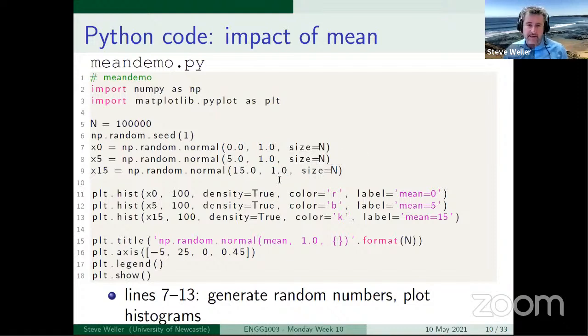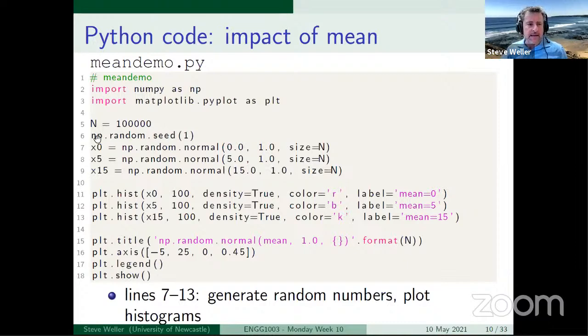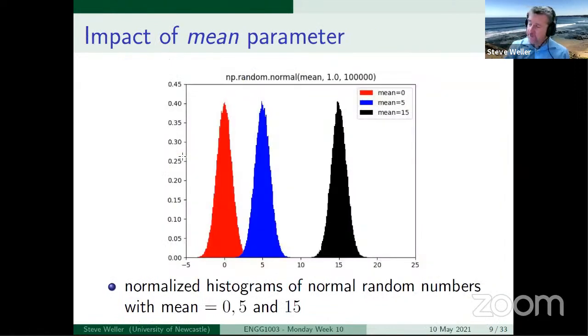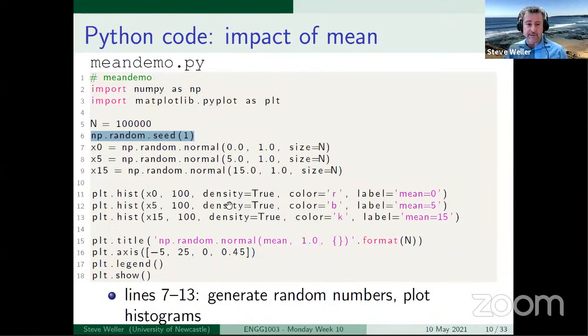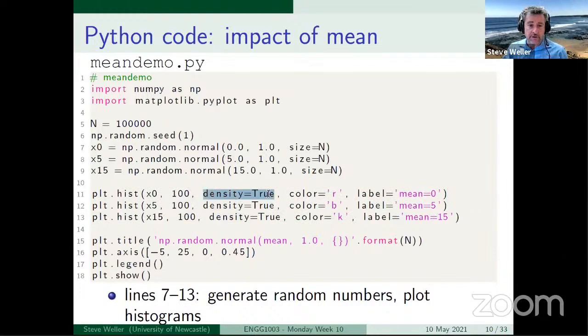And the reason for that, or how that shows up, is that each of these histograms has the same width. And they've all got the same basic shape. It's the translation that's occurring because of the first parameter. You'll see in line 6, as is common, I set the random number seed to be 1. So if you run the code, you'll be able to generate exactly what you see here, not just a modification of it for slightly different random numbers. And then in lines 11 through 13, we plot the histograms. In this case, I've plotted a normalized histogram. That's what density equals True means.